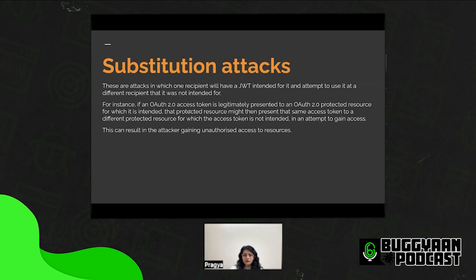As you can see, a protected resource might then present that same access token to a different protected resource. It is possible that the other application might need some other auth token for fetching a resource. But here the application provided the same access token, which the other application accepted, and then the user gained access to the resource. So that is a substitution attack.